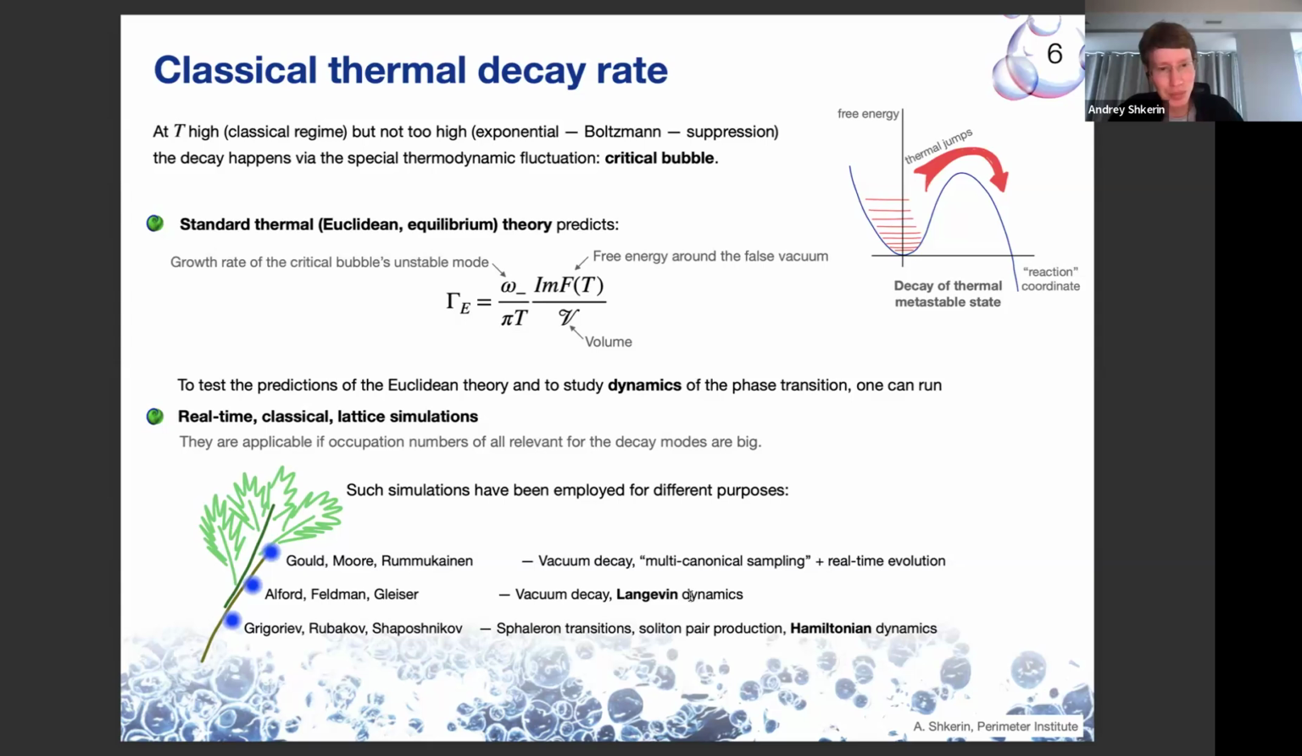Finally, one can also mention works by Gould, Moore, Rummukainen, and others who were also interested in studying vacuum decay. But in the regime where the exponential suppression is so big, there is no chance to really model it directly on a lattice. So they used a more complicated technique of multicanonical sampling, which actually preselects configurations which are already sufficiently close to the critical bubble, and then the real-time evolution allows one to reconstruct or to measure the dynamical prefactor, for example, in the decay rate.